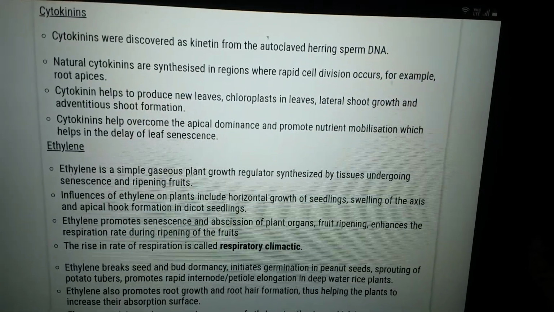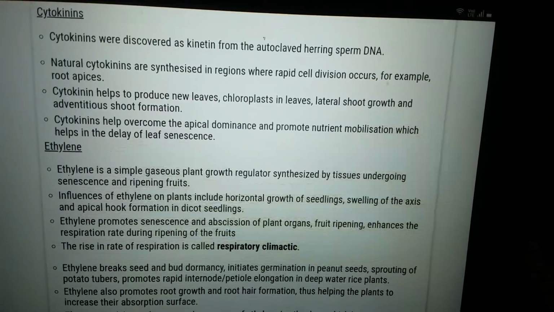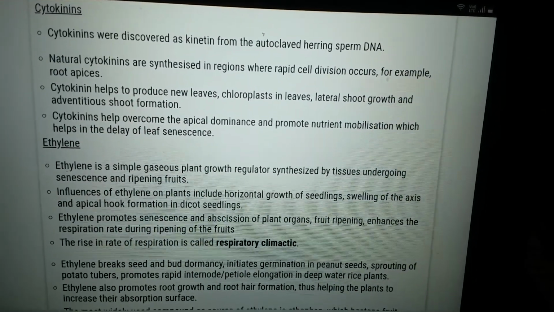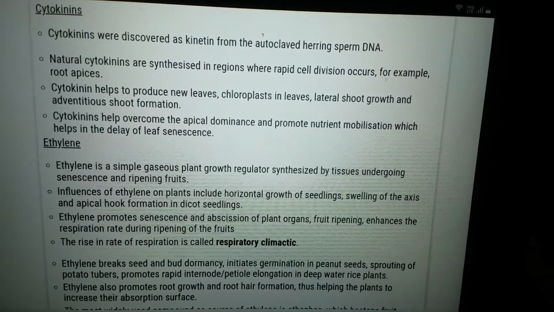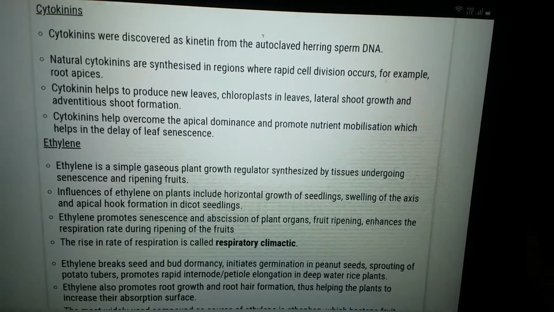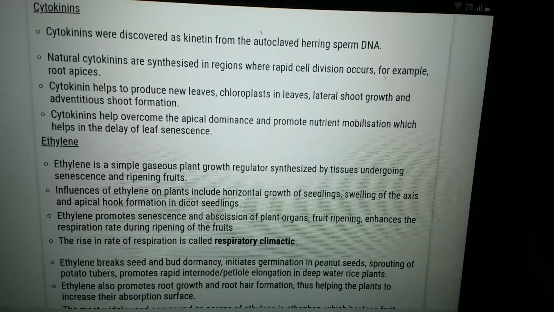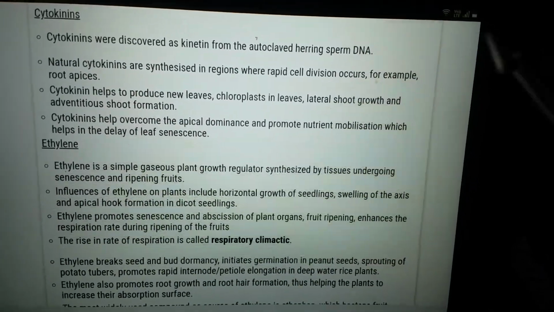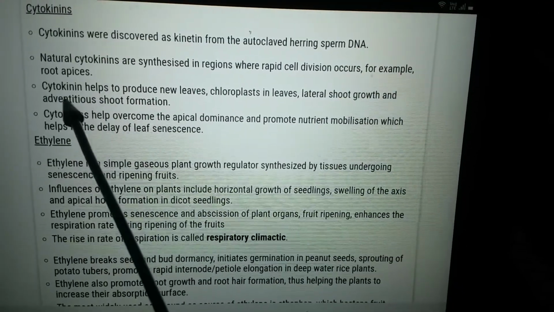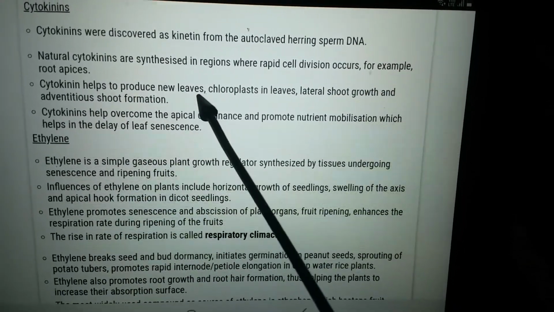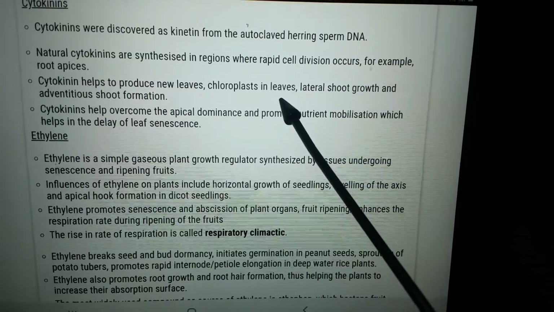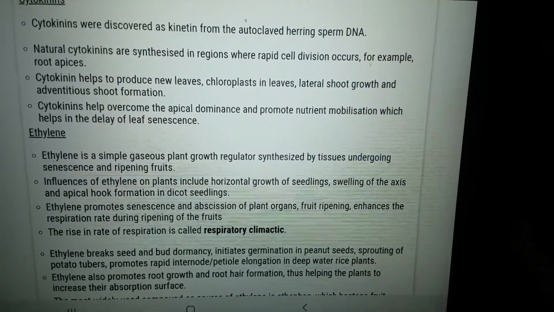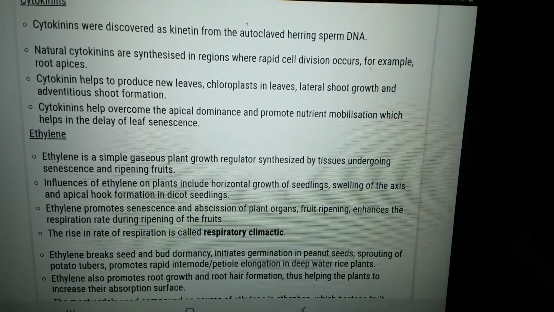The next plant growth promoter is cytokinins. It was discovered as kinetin from autoclaved herring sperm DNA. Natural cytokinins are synthesized in regions where rapid cell division occurs, for example, in the case of Rhodopaceae. Cytokinin helps to produce new leaves, chloroplasts in leaves, lateral shoot growth, and adventitious shoot formation.